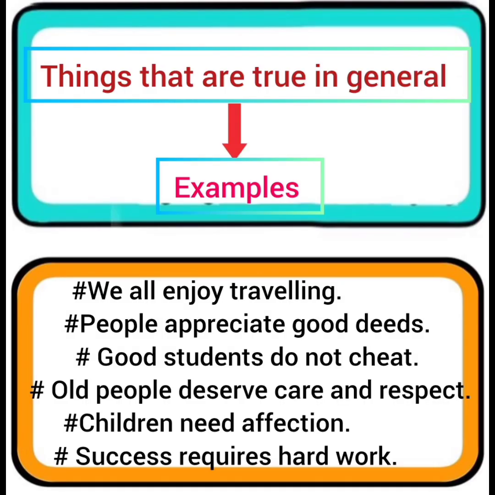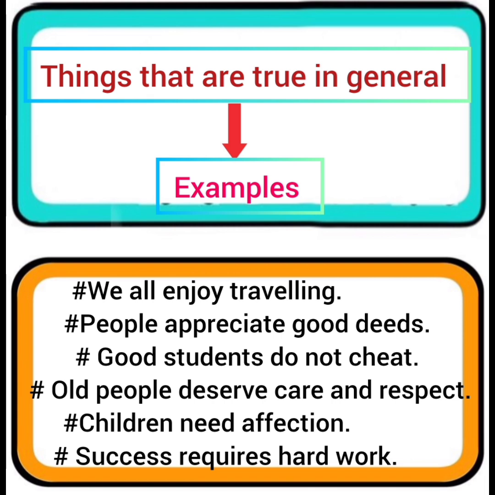Then things that are true in general way. For example, we all enjoy traveling. People appreciate good deeds. Good students do not cheat. All people deserve care and respect. Children need affection. And success requires hard work. These all are the sentences that are true in general way.